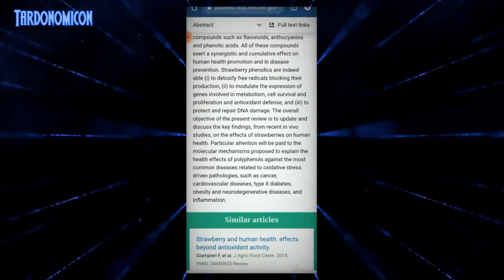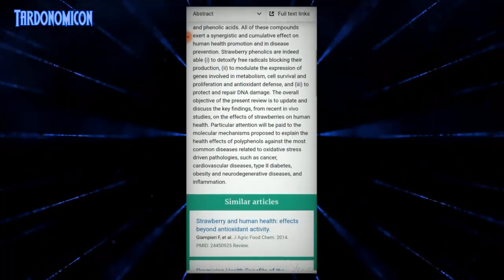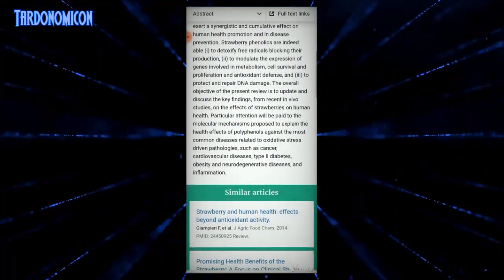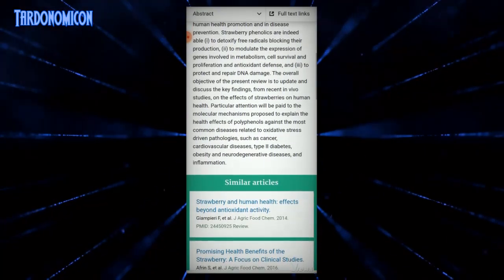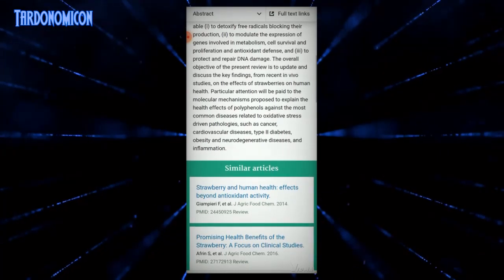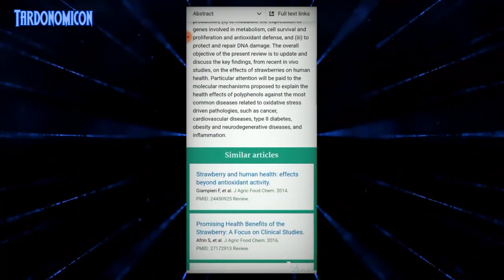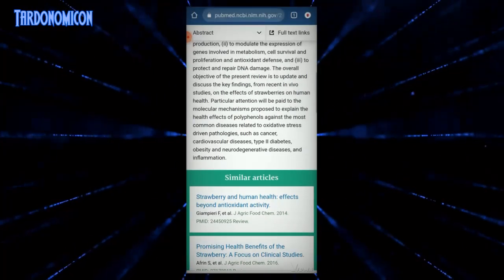Okay, they detoxify free radicals, blocking their production to modulate the expression of genes involved in metabolism, cell survival and proliferation, and antioxidant defense to protect and repair DNA damage. The overall objective of the present review is to update. Okay, so let's get that.